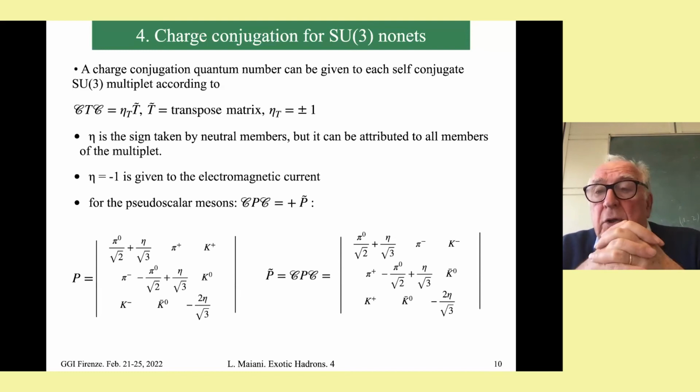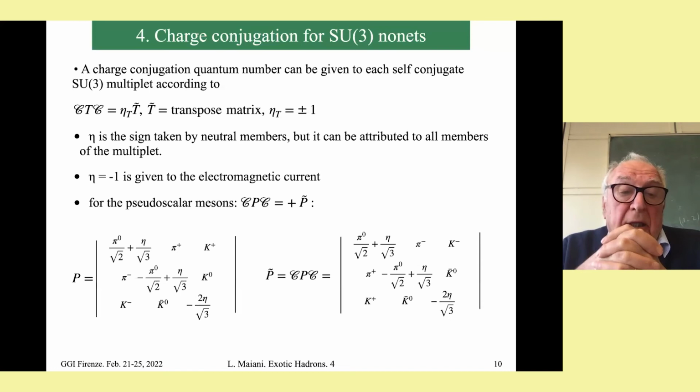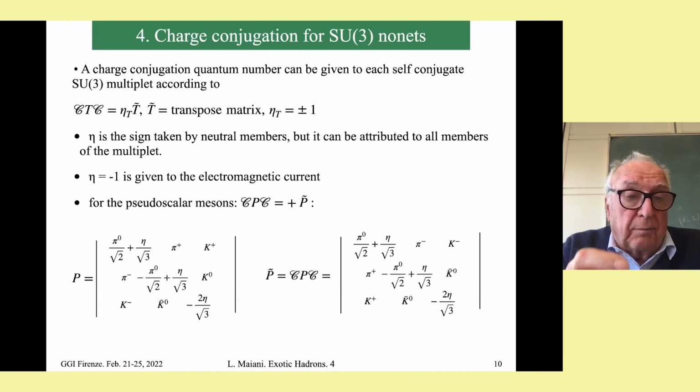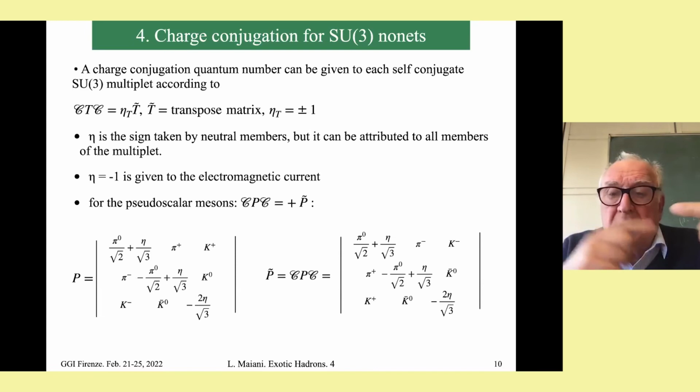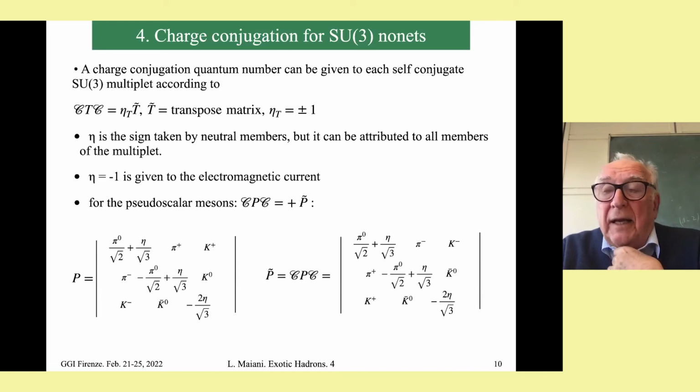If you have an octet which is self-conjugate under charge conjugation, then of course you can define that as a transformation acting on the octet. And you can see that applying charge conjugation to the octet of pseudoscalar mesons, you get simply the matrix which is the transpose of the other one, because you have to change K plus with K minus, pi plus with pi minus, etc. And of course, you can then make another transformation of SU3, which tries to bring this back to the previous matrix.